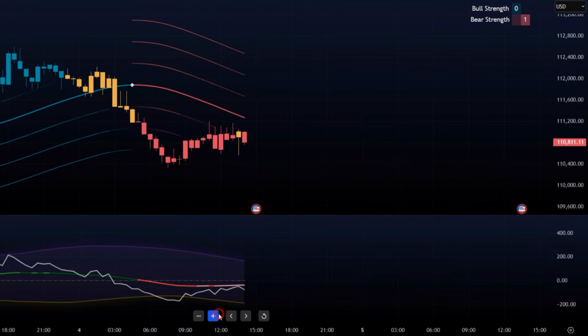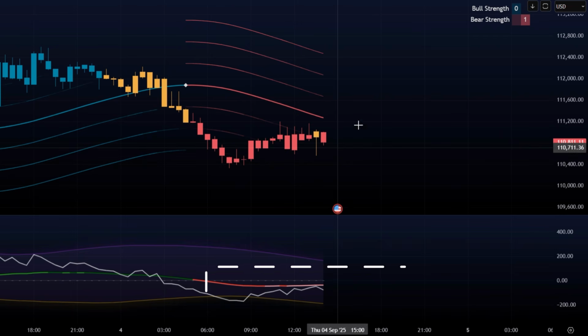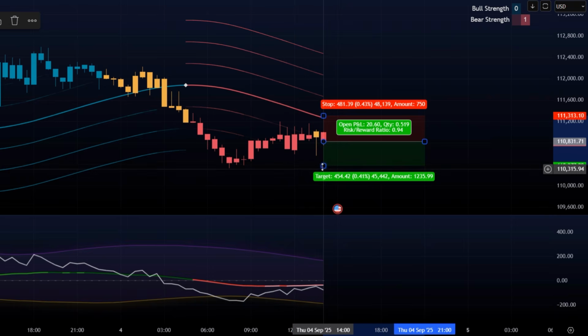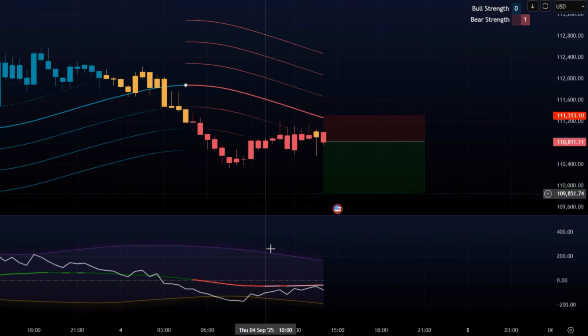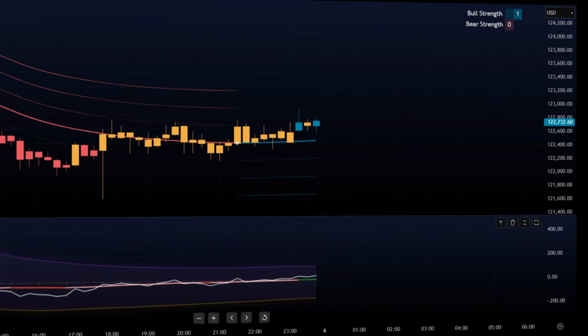Look at this example on the chart. We get a red zone, we get a bearish candle, and the RSI is red. This is a perfect signal. We enter the trade here. We place our stop loss above the second level of the Trend Classifier. We aim for a risk to reward of 1 to 1.5. A perfect trade.